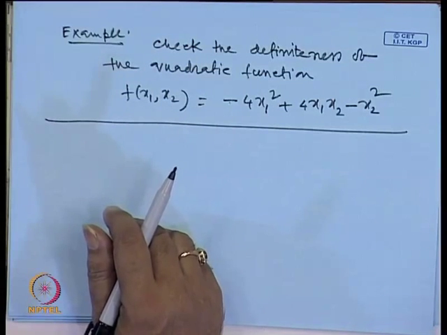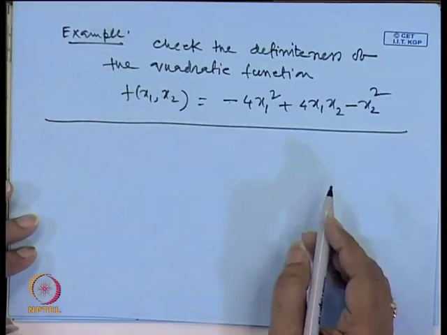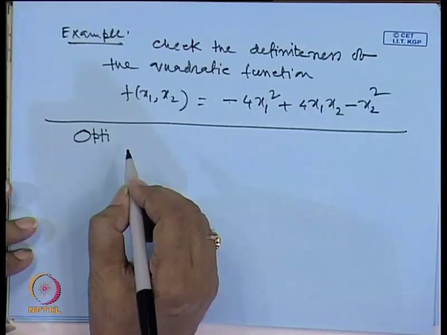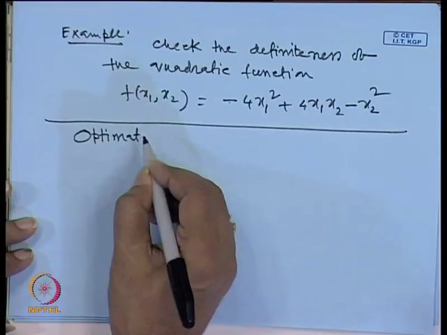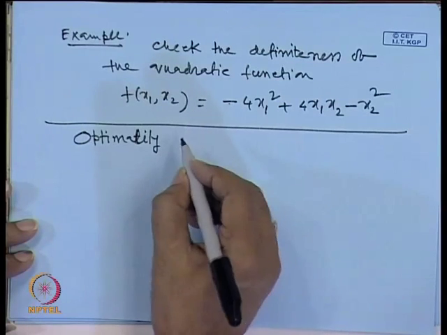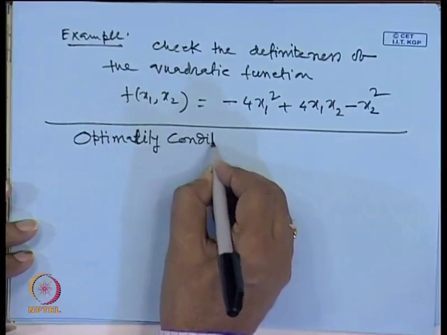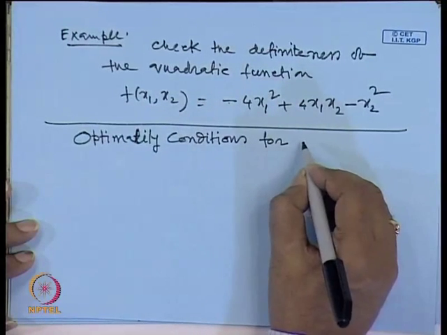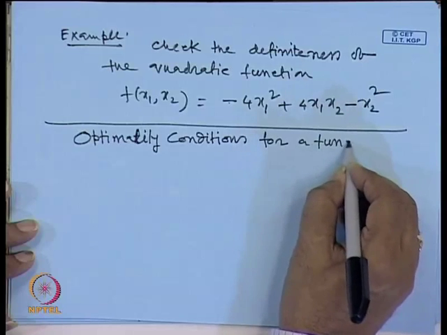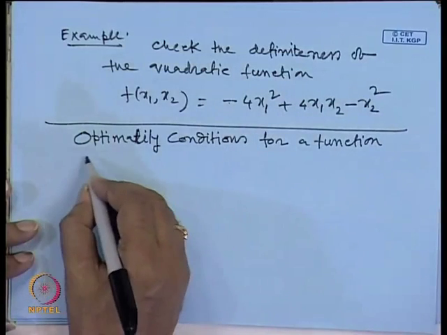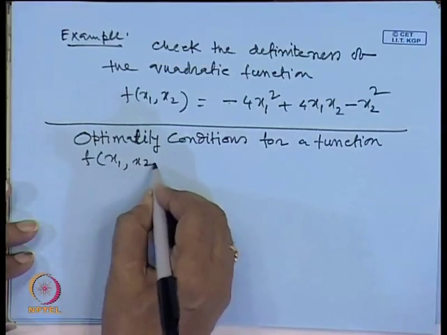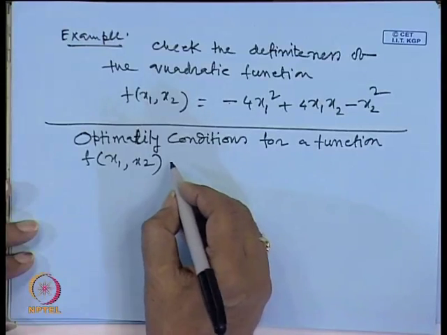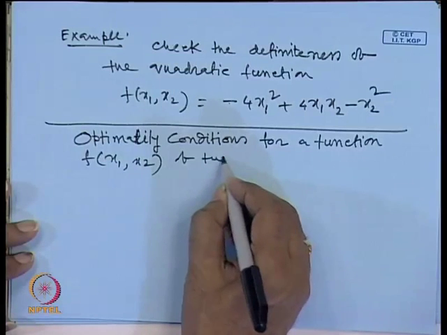Now, let us go to the next topic, our optimality conditions for a function f of x 1, x 2, only a two variable function, that can be extended to the n variables case, agree? Function f of x of two variables.